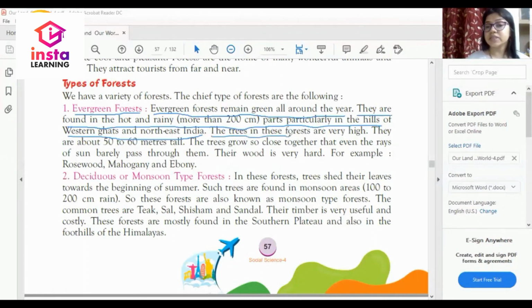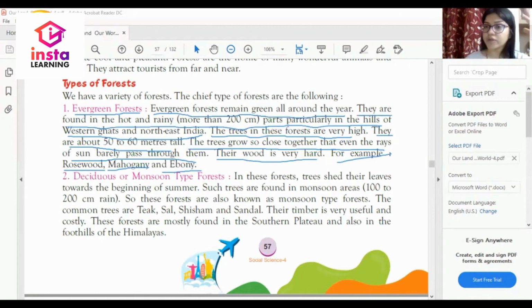The trees in these forests are very high. They are about 50 to 60 meters tall. The trees grow so close together that even the rays of the sun barely pass through them. Their wood is very hard. कैसी होती है उनकी लकड़ियां? बहुत ही हार्ड होती हैं. For example, कौन कौन सी एग्जाम्पल है एवरग्रीन फॉरेस्ट की? रोजवुड and ebony are examples of evergreen forest.